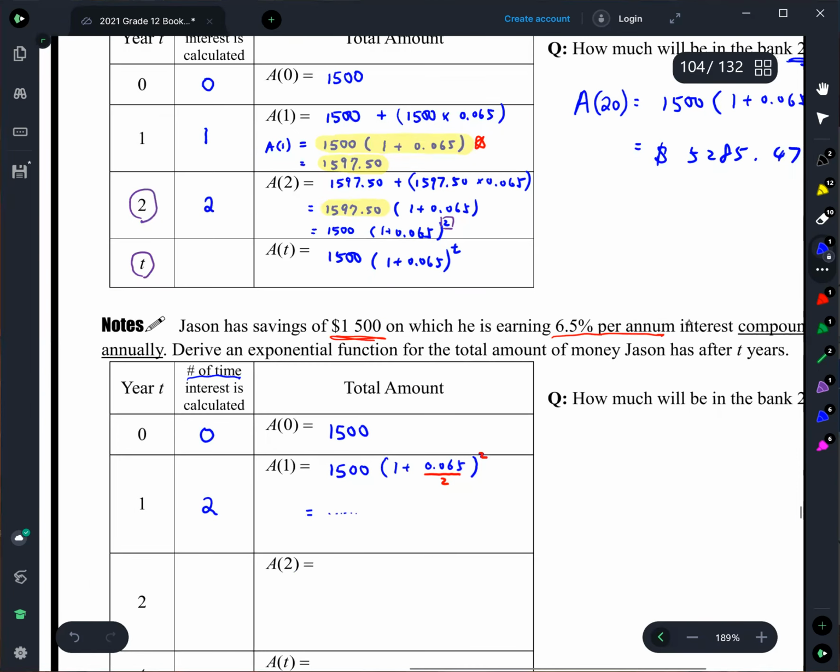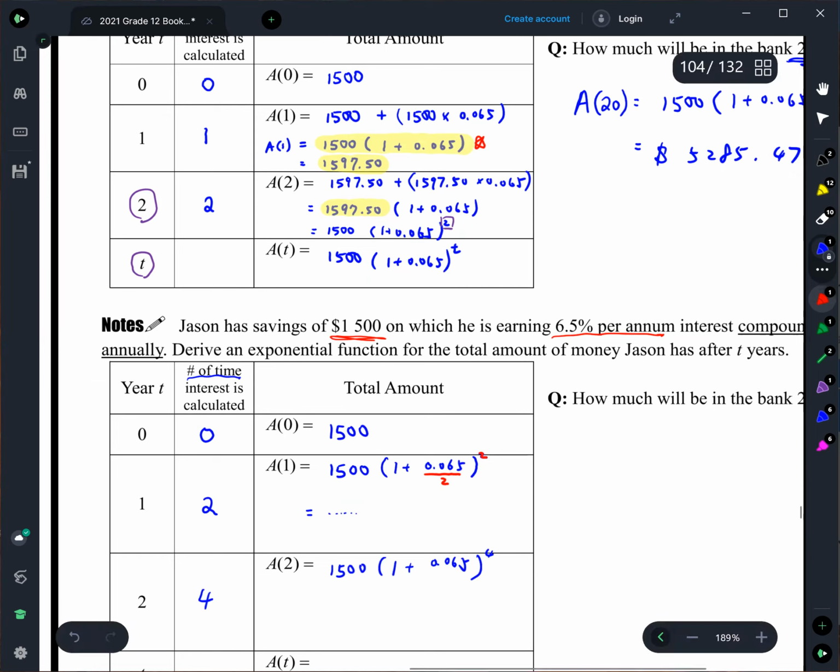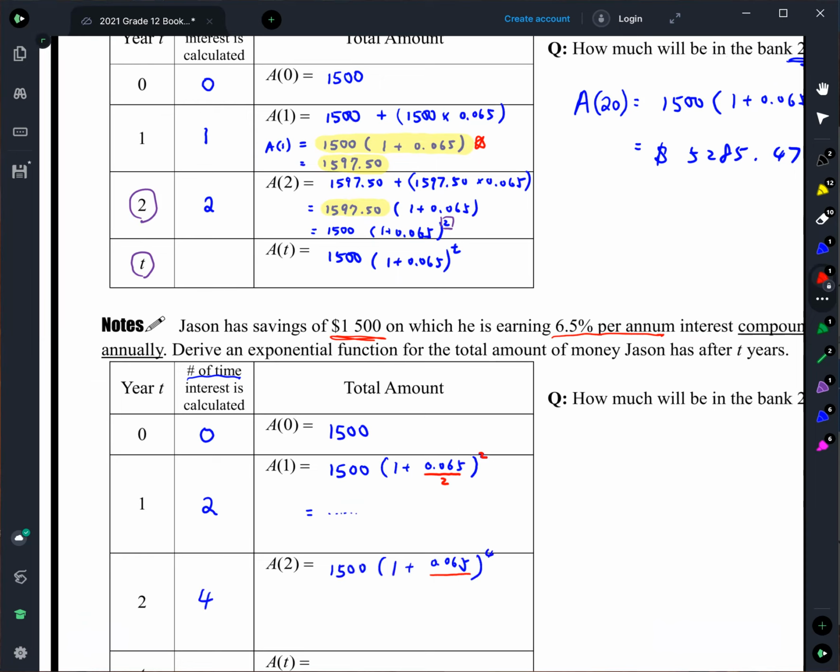So over here, if it's 2 years later, it'll be 4. So the amount, 1,500, will be 1 plus 0.065, 4 times. And then the interest rate will still be 2, because 4 years. Interest rate won't change, okay? So I shouldn't use the same color. Because 2 times.